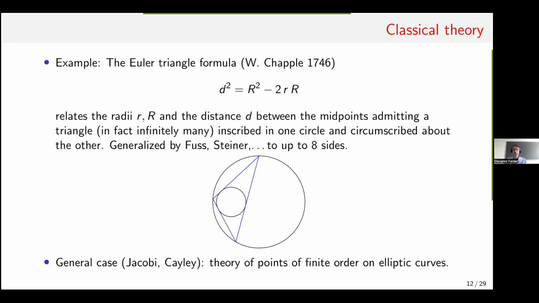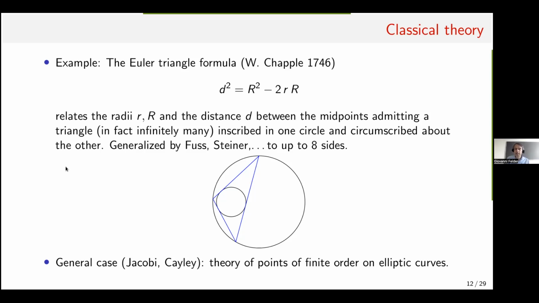And I don't think this formula is in the writings of Euler. It is in some older paper of Chapple, who was writing in the, I don't know, Gentleman's or the Ladies' Magazine, and was writing such kind of mathematical riddles. But then you have infinitely many such triangles, and you can take any point on the outer circle as a vertex of one of those triangles. It only depends on this D and R.